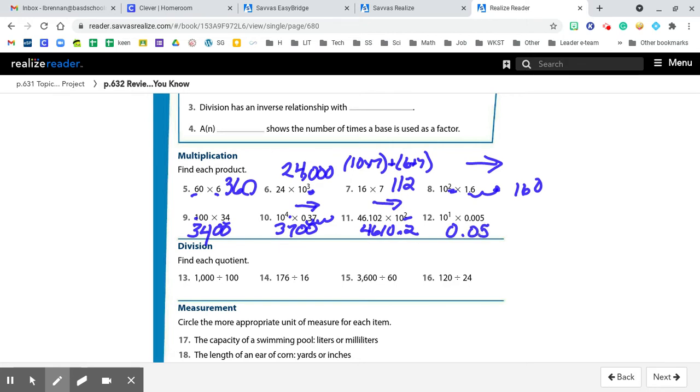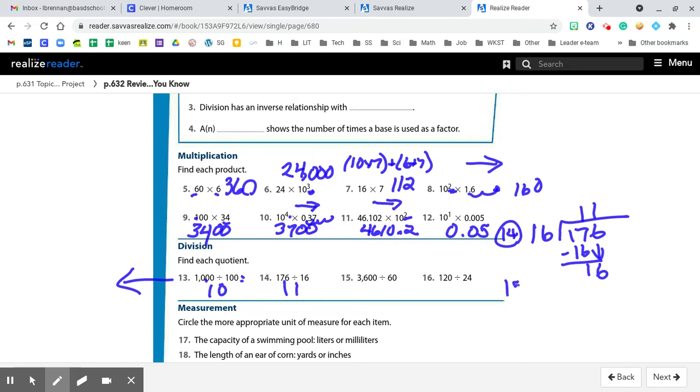So we're switching to division. When we divide by 100, we're going to move the decimal to the left. So 100 will move it 2 places. So when I divide by 100, I get 10. 176 divided by 16. I could set up the division algorithm off to the side. 16 goes into 17 one time. Bring down the 6. 16 goes into 16 one time, so I have 11.